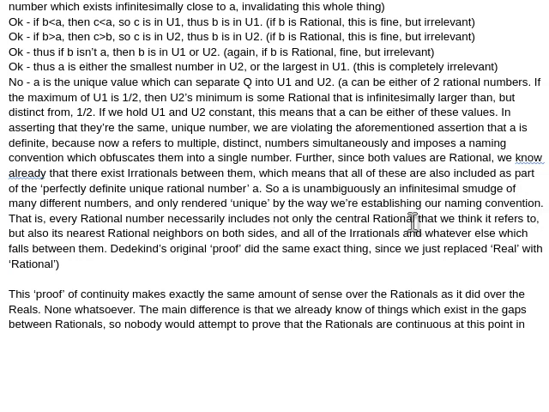establishing our naming convention. That is, every rational number necessarily includes not only the central rational that we think it refers to, but also its nearest rational neighbors on both sides, and all of the irrationals and whatever else which falls between them. Dedekind's original proof did the exact same thing, since we just replaced reals with rationals. So Dedekind originally did the same thing with reals. Okay.